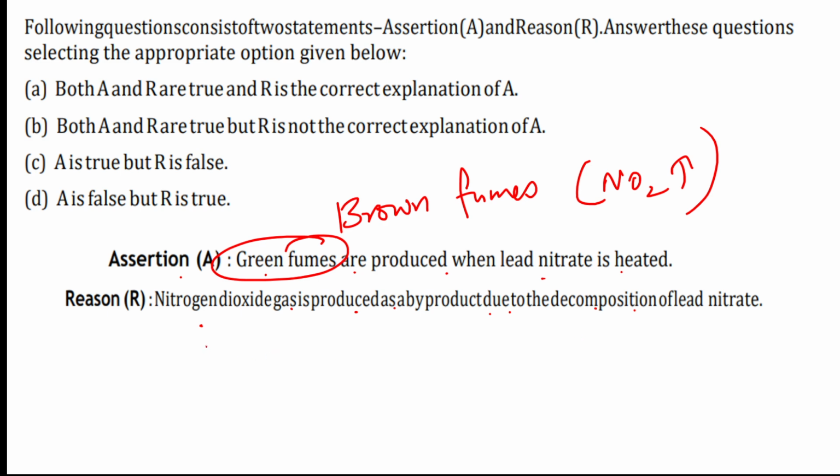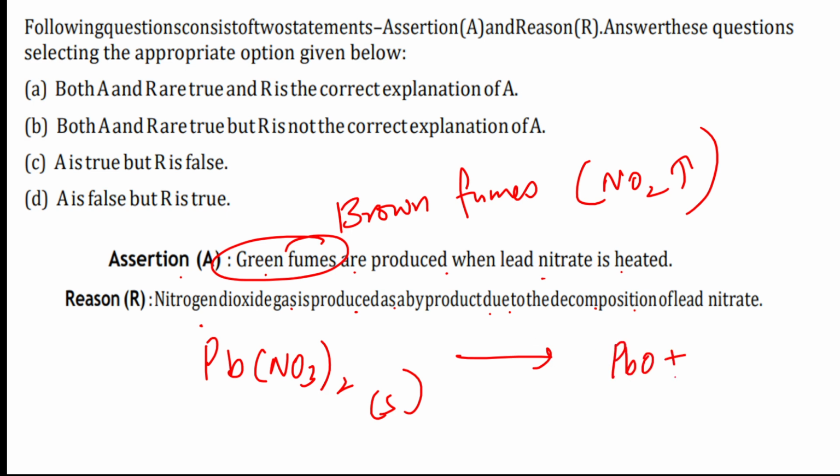Let us write the reaction. Lead nitrate, solid. What did I do? I heated it, decomposed it. Then I got lead oxide, NO2 gas, and oxygen. If I have to balance, this is 2, this is 2, this is 4. Balancing is not required for you all here. Nitrogen dioxide is produced, it is right, when lead nitrate decomposes.